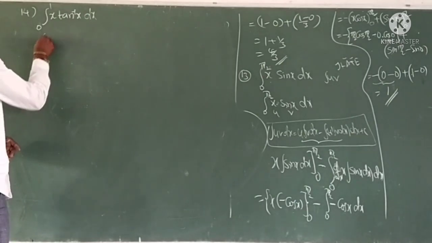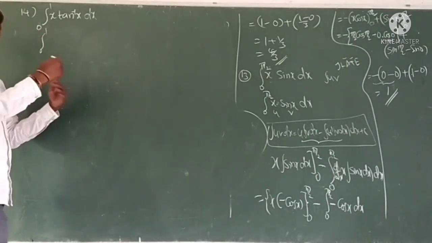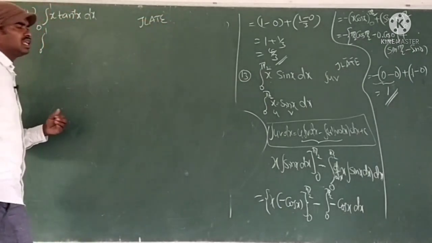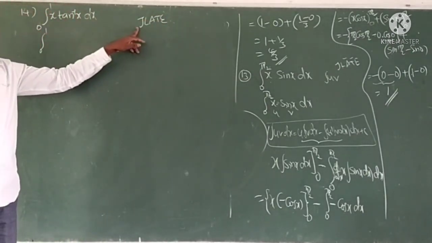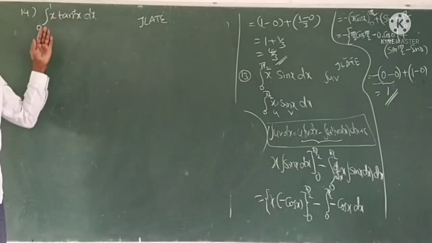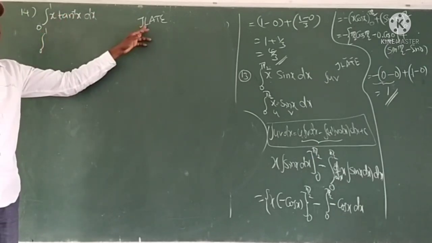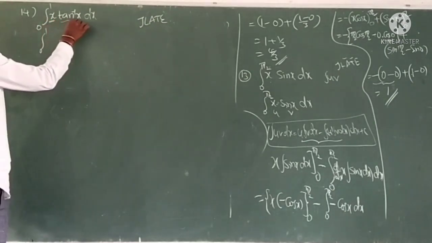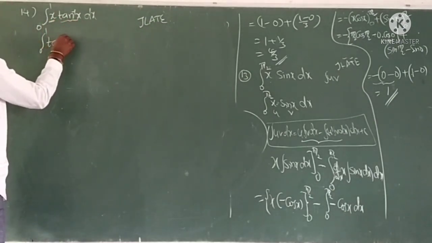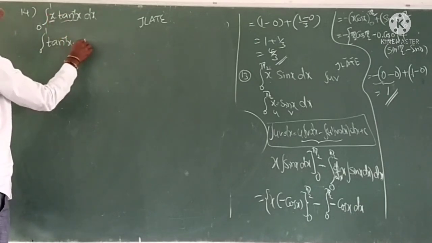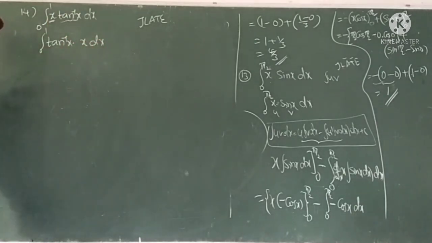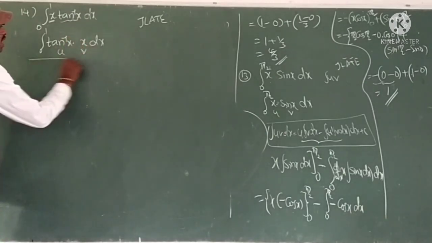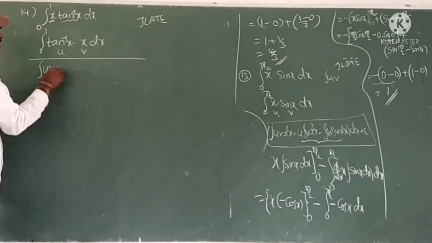First we should rewrite according to the order, ILATE. I-L-A-T-E. I means inverse, so inverse must be in the beginning. L means logarithms, A means algebra. So this is an algebra term, this is an inverse term. So first the inverse term tan inverse x, into the algebra term x dx. This is the order. So this is taken as u, this is considered as v. So now apply the integration uv dx formula.